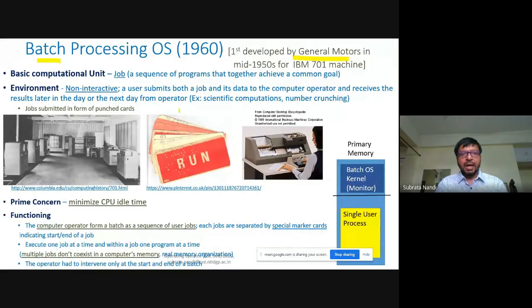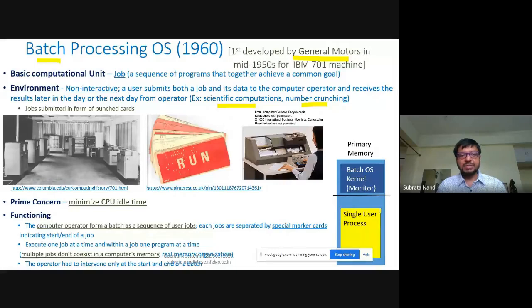You would expect the outcome or result of your program the next day evening, depending on what the policies are. And it can be scientific computation or number crunching operations like that. Now the prime concern here is to minimize the CPU idle time. In this case there was no concept of multi-programming. So we are talking about simple batch processing.